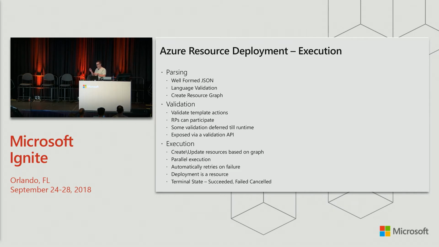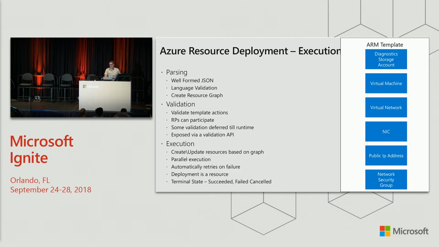As I mentioned, the deployment is a resource, but what happens with the deployment ultimately is that we will drive it to a terminal status. That terminal status is either it succeeds, it fails, or it was cancelled. That's it. There are 3 terminal statuses for a deployment. It will be one of those. Now, the individual resources themselves can have their own status, but the deployment itself is always going to end up as one of those 3.